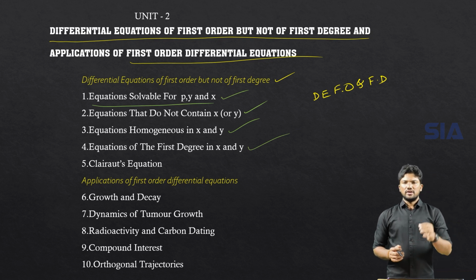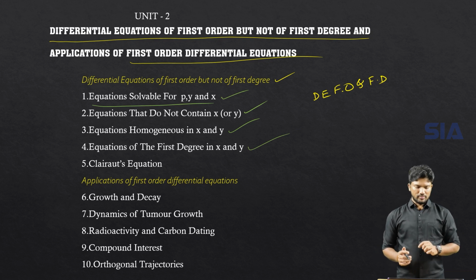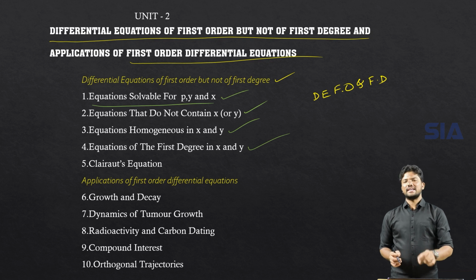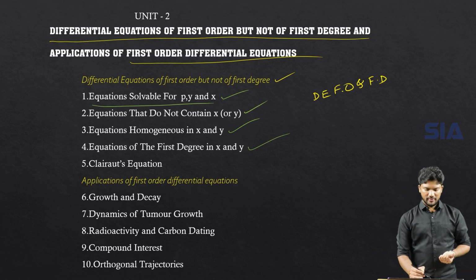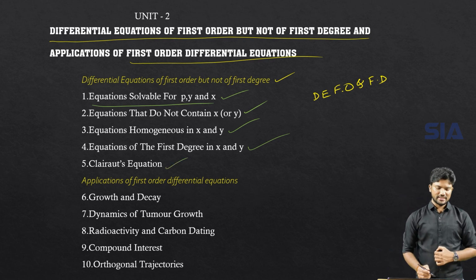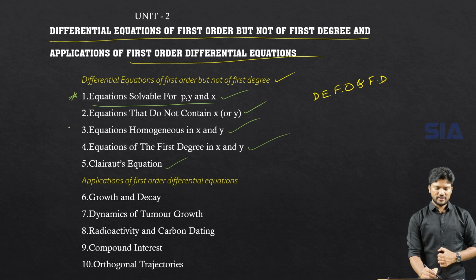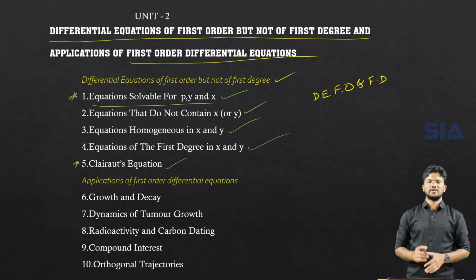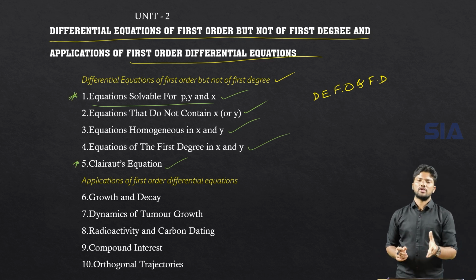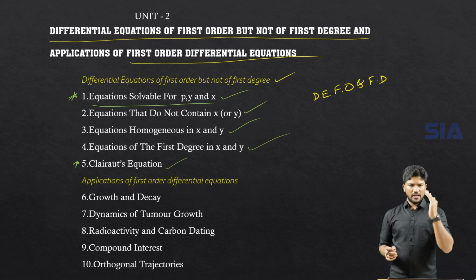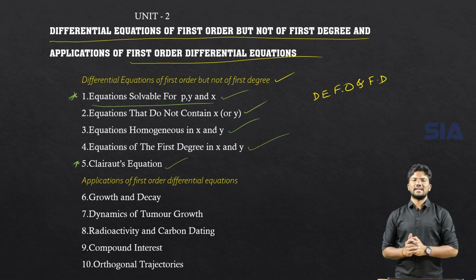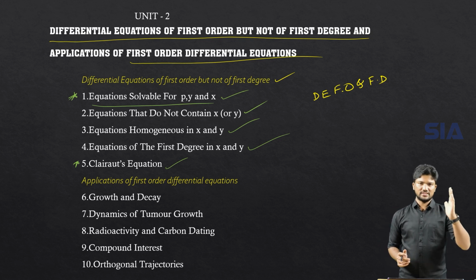We said it is not first degree, but equations of the first degree in x and y we are going to see here. And one more important method is Clairaut's equation. The first and fifth topics are very important. Equations solvable for p, y, x. If you miss that, you will get a Clairaut's equation. That is the first half part.